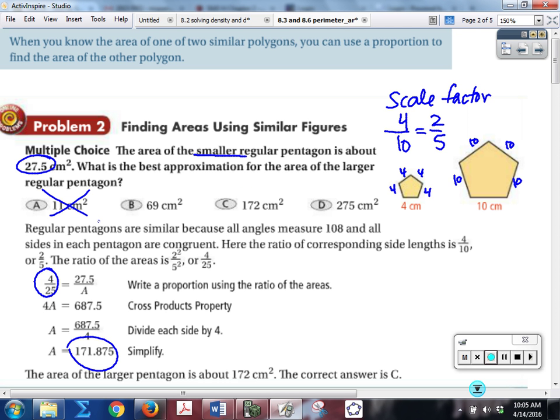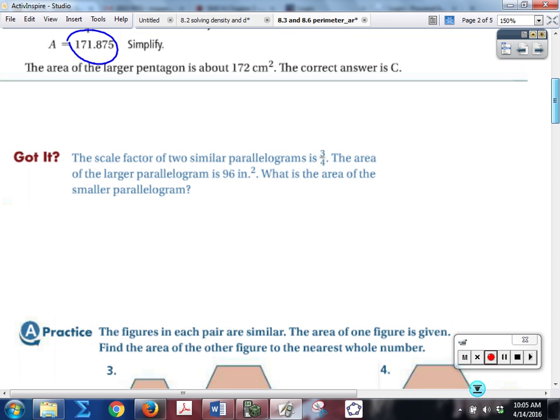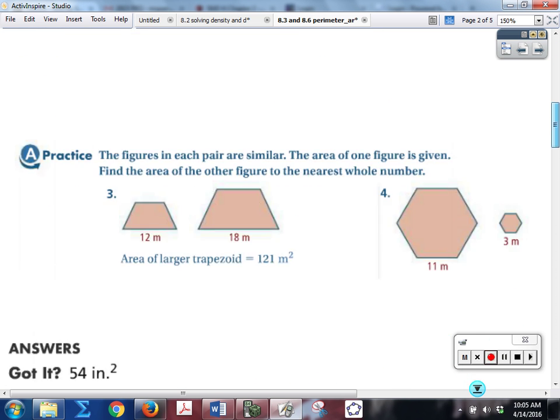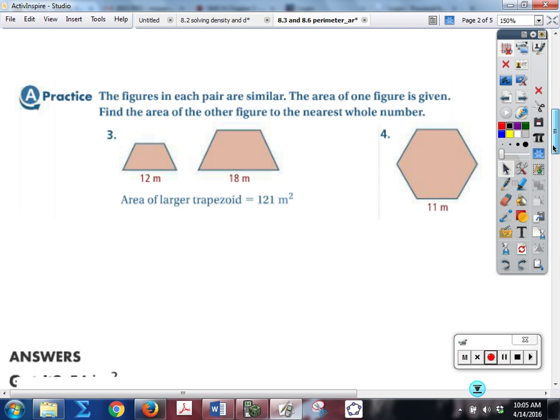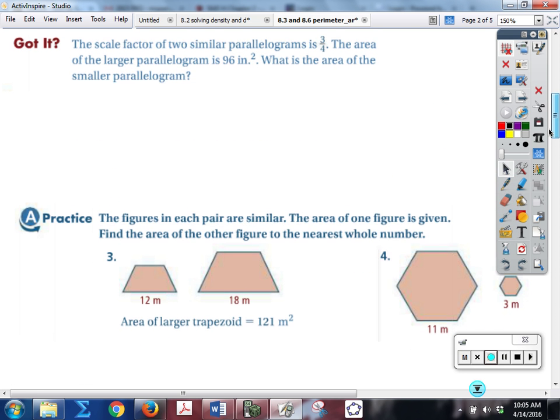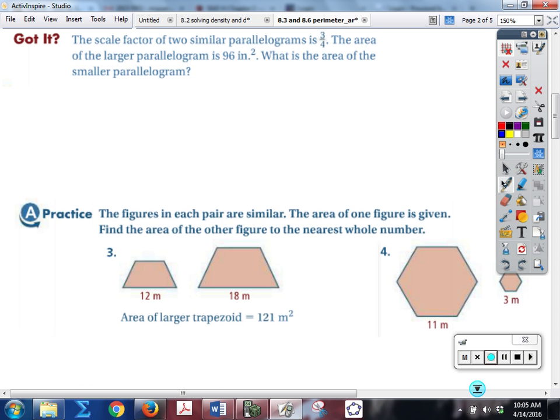So I want you guys to do 3, and if you get 3 done, well, don't do 4, because if you get 3 done, then do this dotted one right here. But do 3, that's the one I want you to do right now.